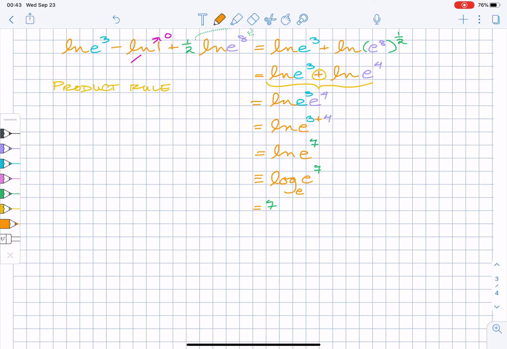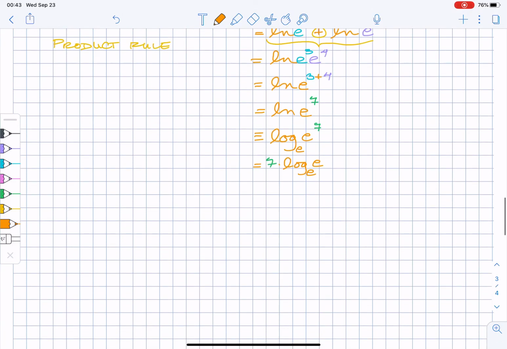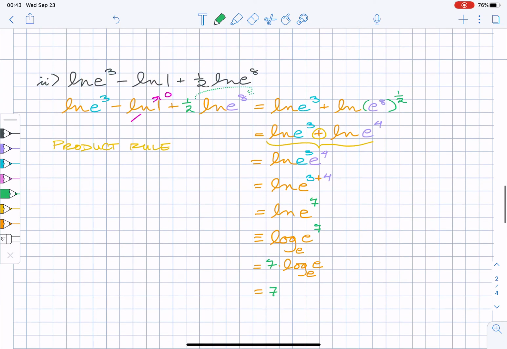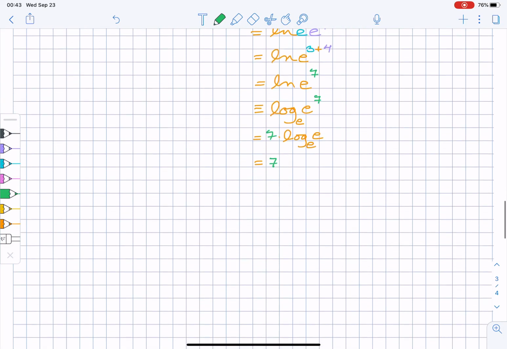Bring the 7 down in front. This is log base e of e, which, what power do I need to raise e to in order to get e? That's just 1. So this is just going to be 7 when all is said and done. Okay. Look at that. That simplified just to 7.